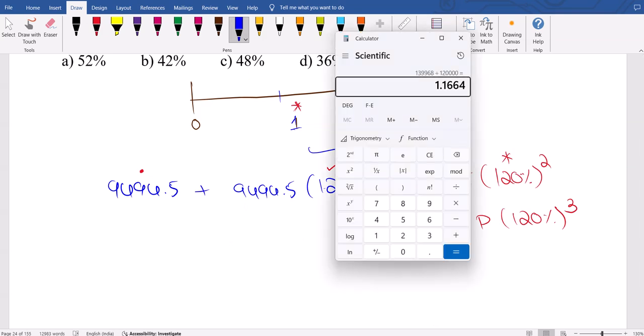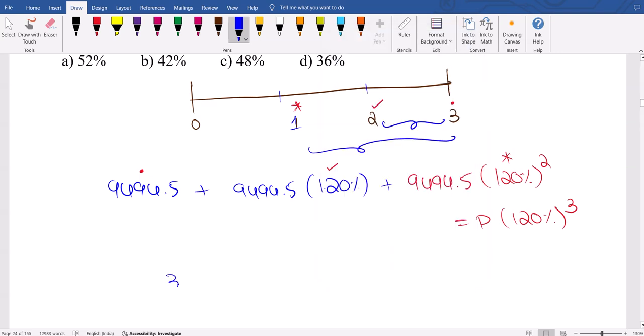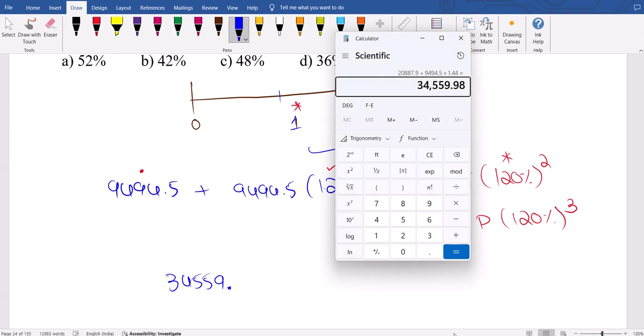Left side amount is 9,494.5 into 1.2, because 120%, plus 9,494.5, plus 9,494.5 into 1.44, because of 120% whole square. All this is actually equal to 34,559.98.